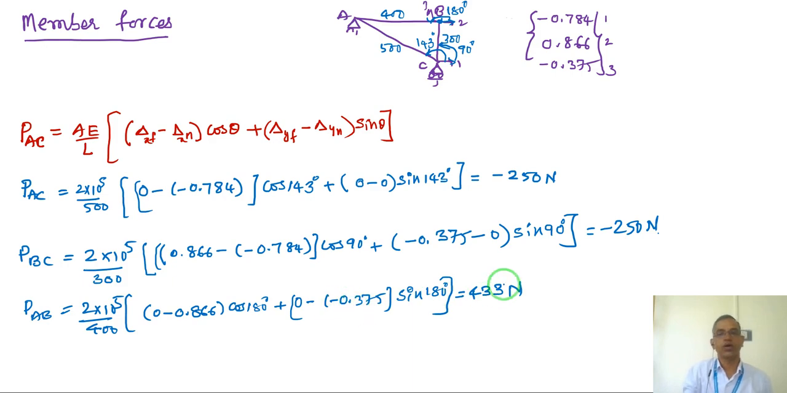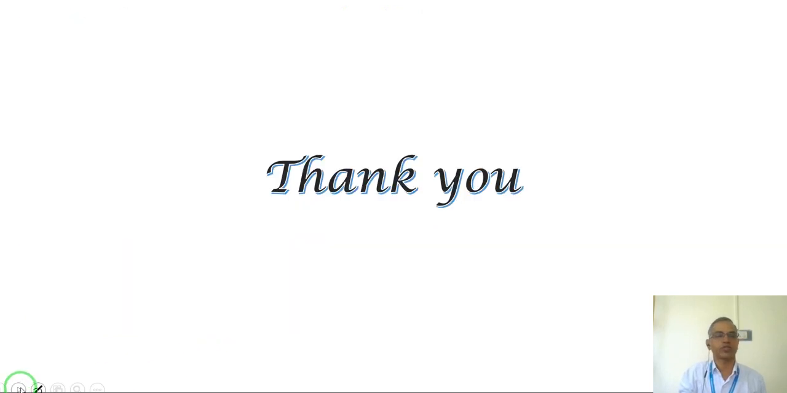So this is how I get. So minus means these two, AC and BC, are under compression, and only AB is under tension. So this is tensile force, this is compression force, this is compression force. So this is how we find out the member forces. Thank you.